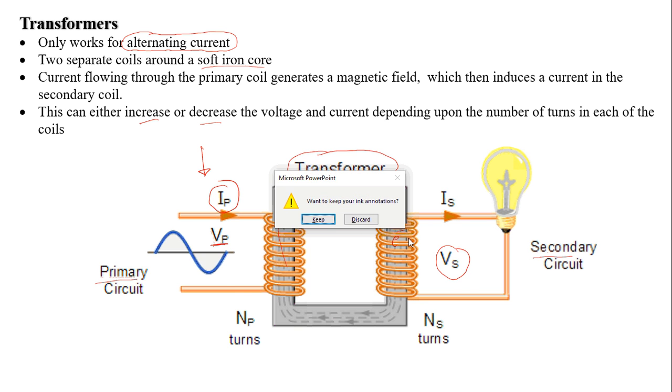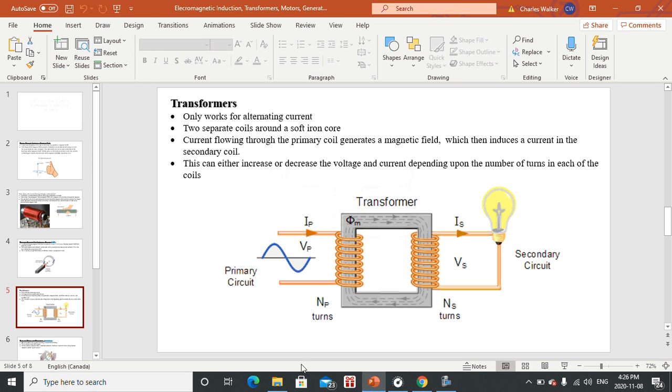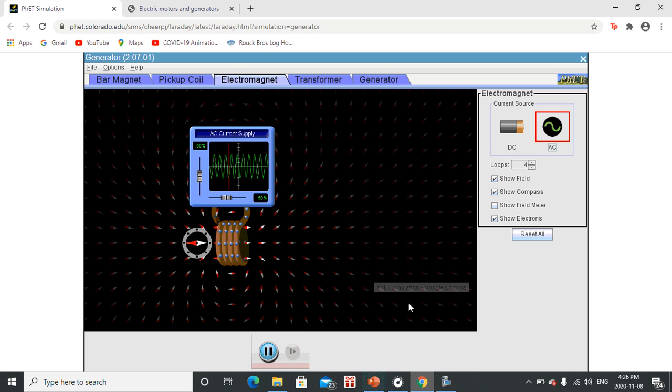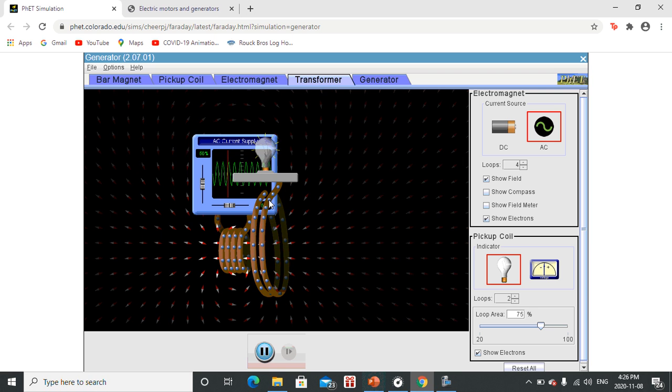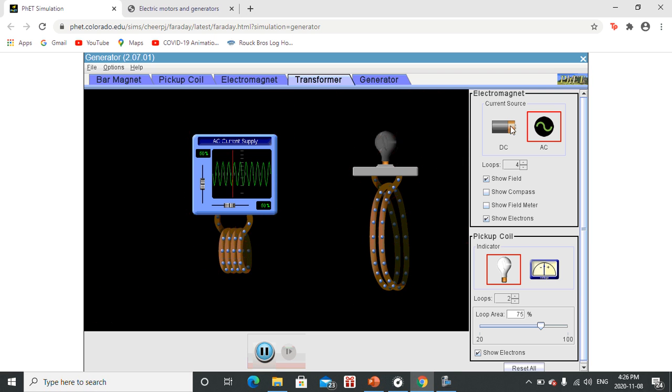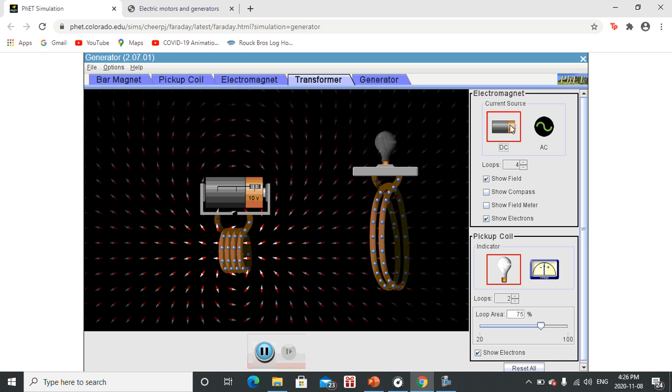Again, I'll just escape out of here so we can go back and take a look at a very nice little animation once again, which is showing the transformer. So here what we do have, and actually let's just go to DC first of all, because it doesn't work with DC. Here we have our DC solenoid. We have electrons that are going through. So with these electrons that are going through, it is going to, as we saw, generate a magnetic field, but it's not a changing magnetic field.